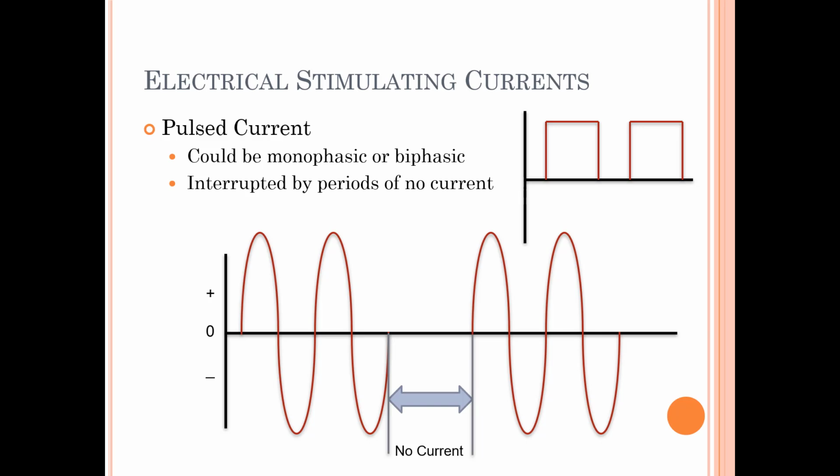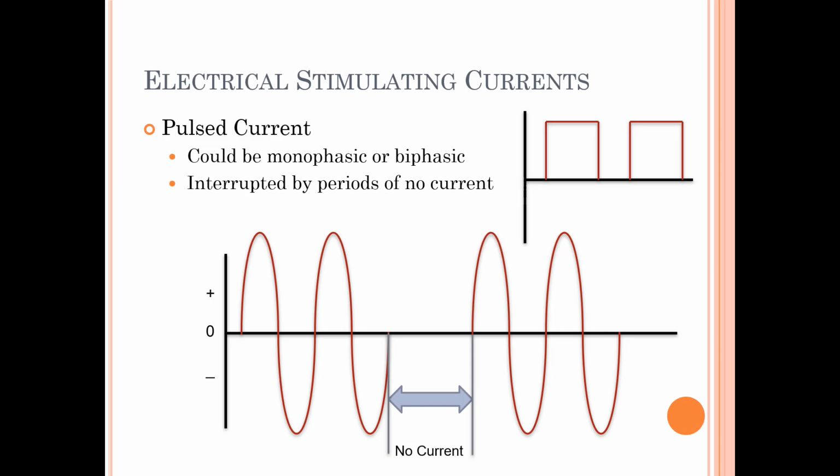A pulsed current has the distinct feature of having an interrupted electron flow. A pulsed current can either be monophasic, having only one phase, or the current flows in only one direction, such as the box current in the upper right-hand corner of the slide, or it can be biphasic, having two phases, or the current flows in both directions, such as the larger current at the bottom of the slide. There are periods of off or no current with a pulsed current.